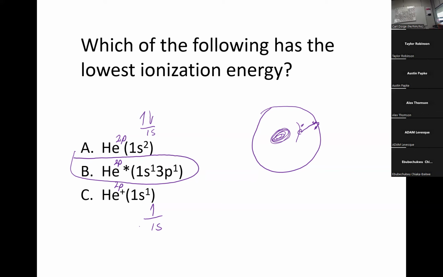It's already in the n equals 3 shell. So this being an excited state has already had an energy input to get one of the electrons up. So in fact, it's already sort of taken advantage of that. So the electron is part way out. So if I had to rank them, that would be the most, that would be the intermediate, and that would be the least. So the least ionization energy.